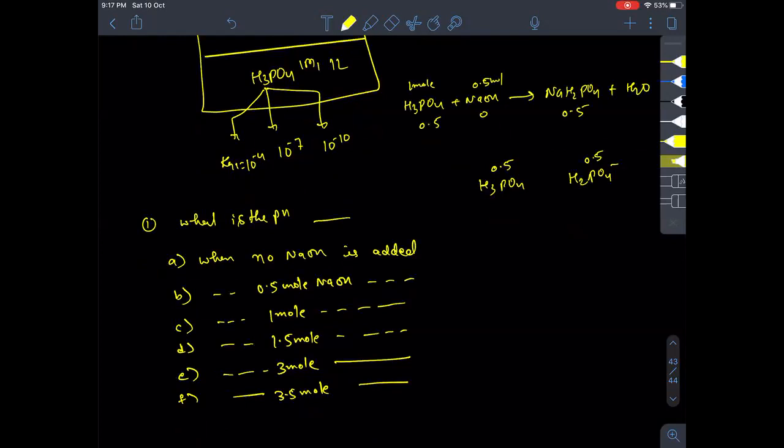Now, are they a conjugate acid-base pair? You can see this is the acid, then this is the conjugate base. Are they in good concentration? Yes, 0.5, 0.5. Are they a buffer? Yes, they are a buffer. Now, apply.